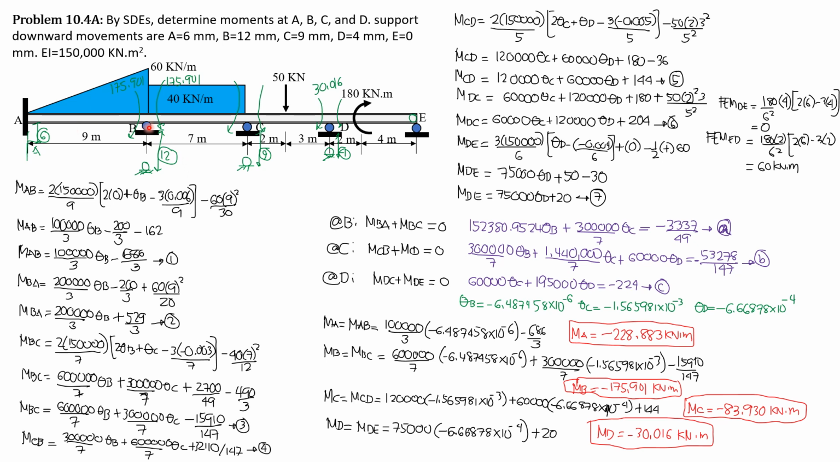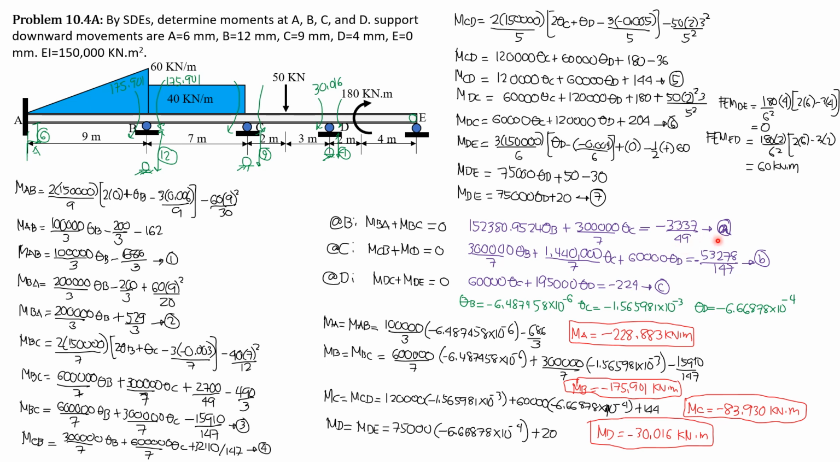We then apply equilibrium at B. So MBA plus MBC equals 0. Then this is the combined value. We add equations 2 and 3, then equate to 0. So 200,000 over 3 plus 600,000 over 7, theta B is 152,380.9524 theta B, plus 300,000 over 7 theta C, then equals 5910 over 147 minus 529 over 3, and that is negative 3337 over 49.